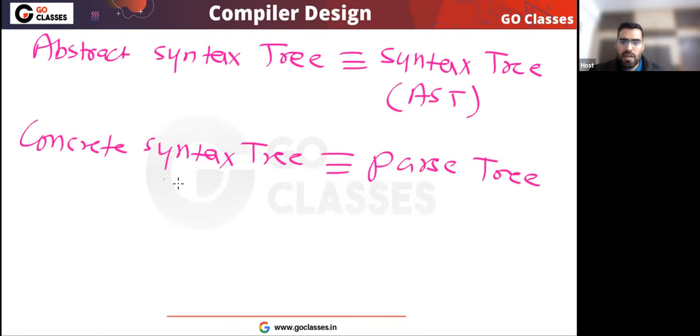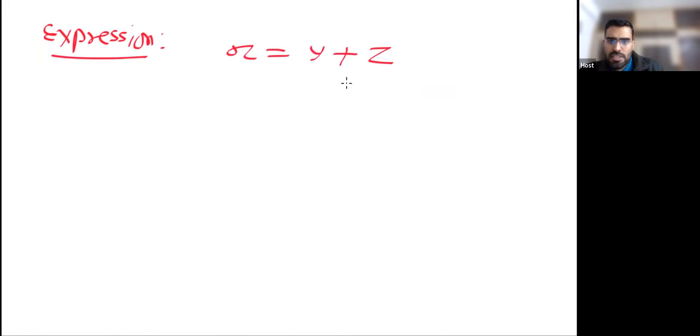Now tell me, can anyone tell me the difference between a parse tree and a syntax tree? For example, consider this expression: x = y + z. Can anyone create the abstract syntax tree for this? I will tell you how to create it, don't worry, but this is how the abstract syntax tree is actually created.